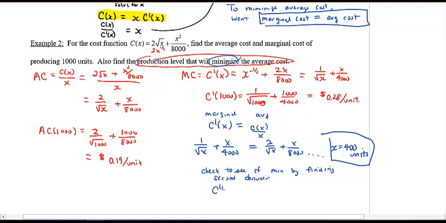So c double prime of x, you've got to figure that out. And then after you've done that, I'd like you to plug it in and evaluate. I'm going to tell you that this is definitely bigger than 0, so therefore it concaves up. And yes, we did prove it is a minimum. Woo!